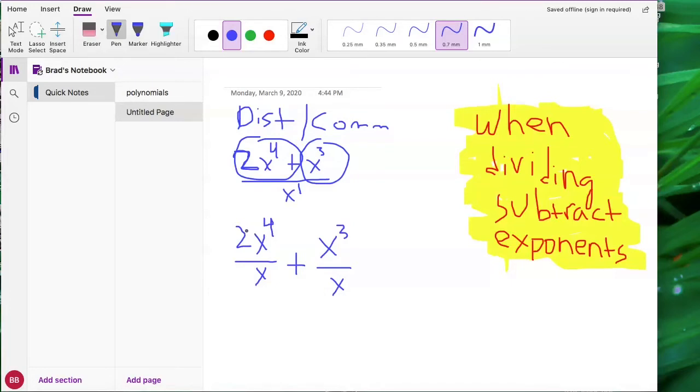Then 2x divided by x would just give us 2x, since 2 divided by 1 is 2. So we got 2x, and then 4 minus 1 is 3, so 2x to the third, plus x divided by x is just x, so we have 3 minus 1 over here. That's 2. So we're going to have x squared. That's really all there is to it.